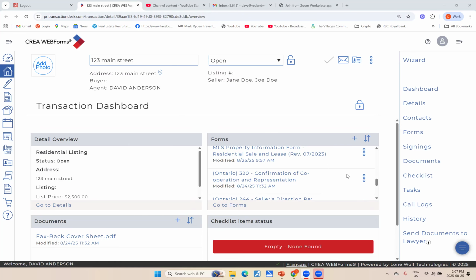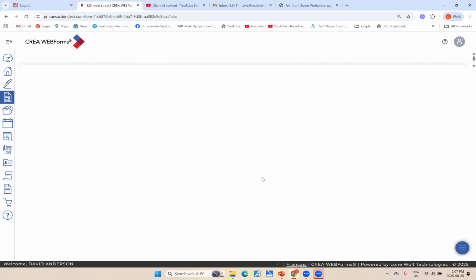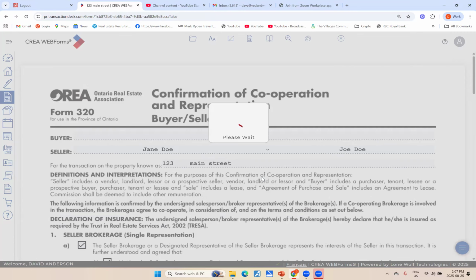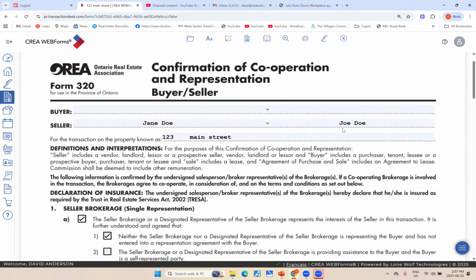All right, next form we're going to look at is the Form 320, the Confirmation of Cooperation and Representation. This is an agreement between the buyers and the sellers and the agents that everyone will pay commission and how it does get paid. So you can see that it's the buyer and seller here that needs to be filled out with the street name.